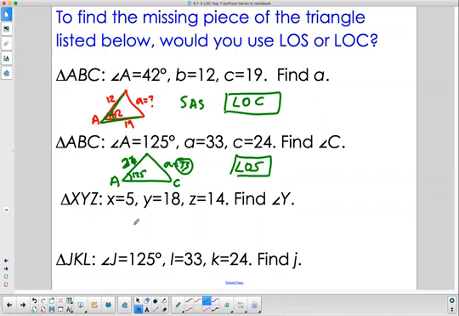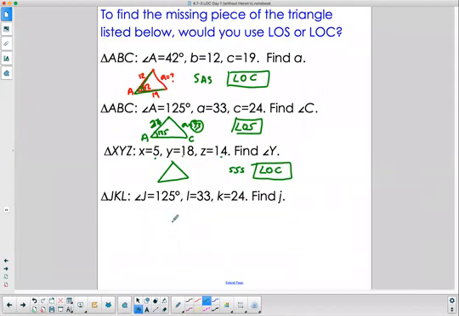Right. Triangle XYZ. We have been given side, side, side. Given side, side, side, you have to use the law of cosines. You cannot use the law of sines because you don't have an angle to put in one of the ratios.